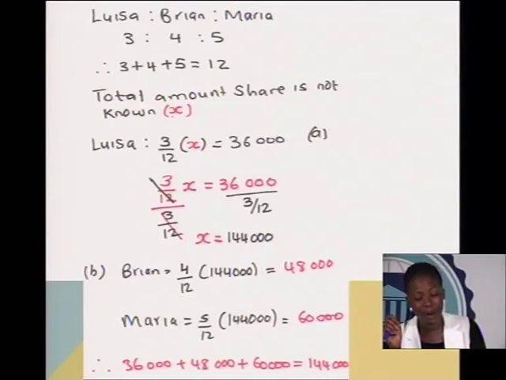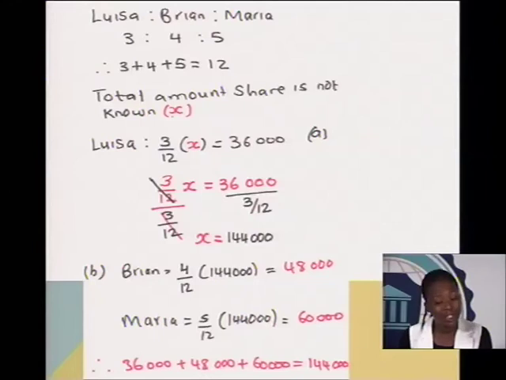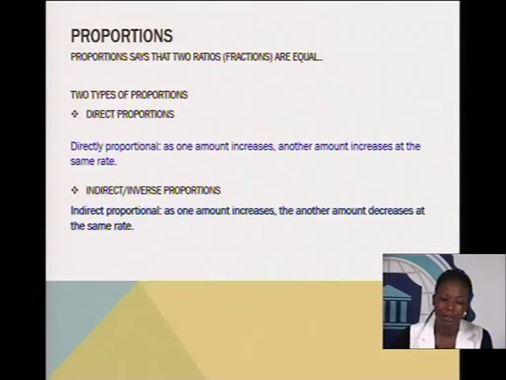Now some of you have problems on how to press the calculator. You need to practice. The calculator will always give you correct answers, but only when you input the correct things. Okay? The share of Brian will be 48,000. The share of Maria will be 60,000. If you want to check if your answer is correct, take all the shares together, add them together, and it should give you the total proceeding, which is equal to 144,000.